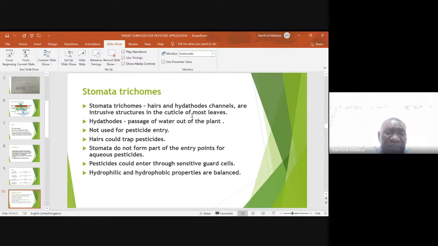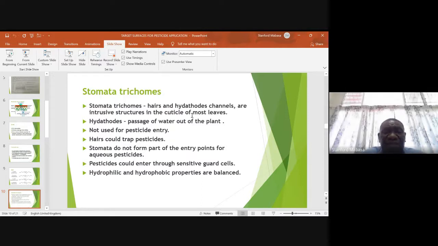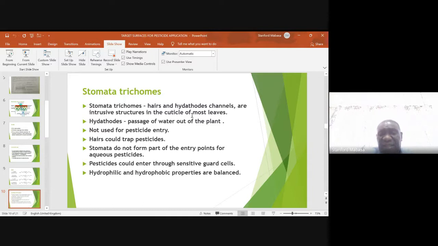You also have some hairs on the leaf which could trap pesticides. The stomata also do not form part of the entry points for aqueous pesticides. However, pesticides may enter through the sensitive guard cells.